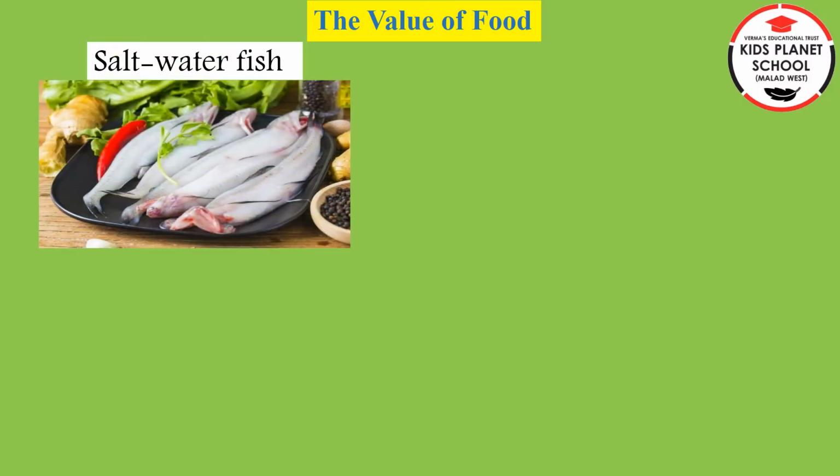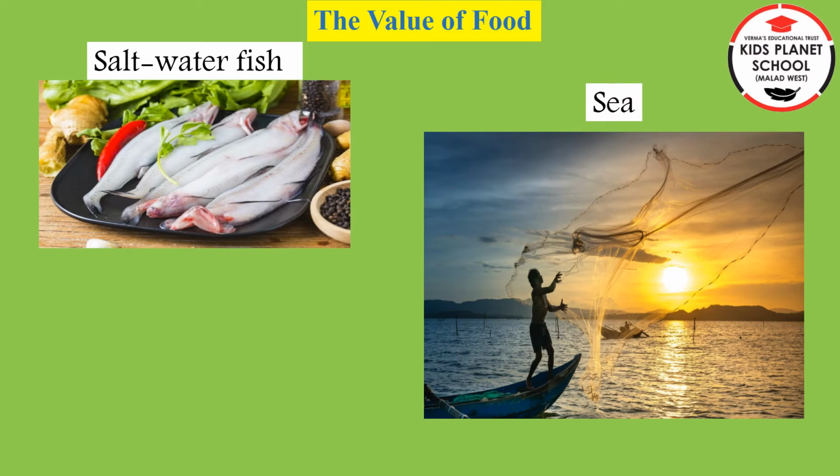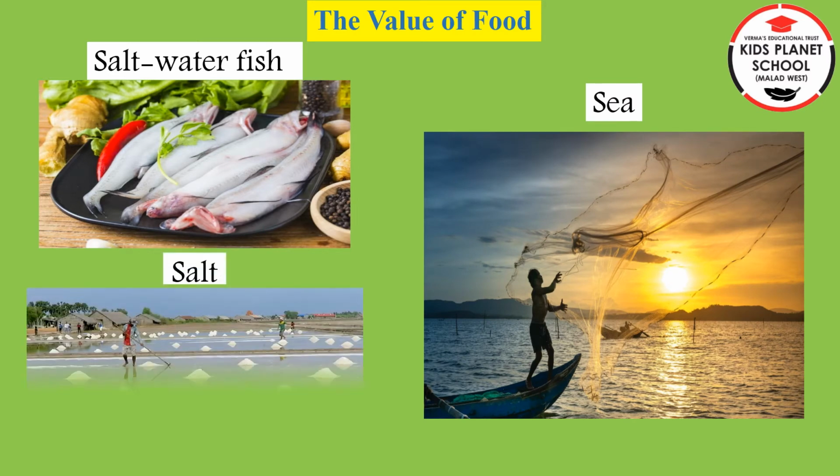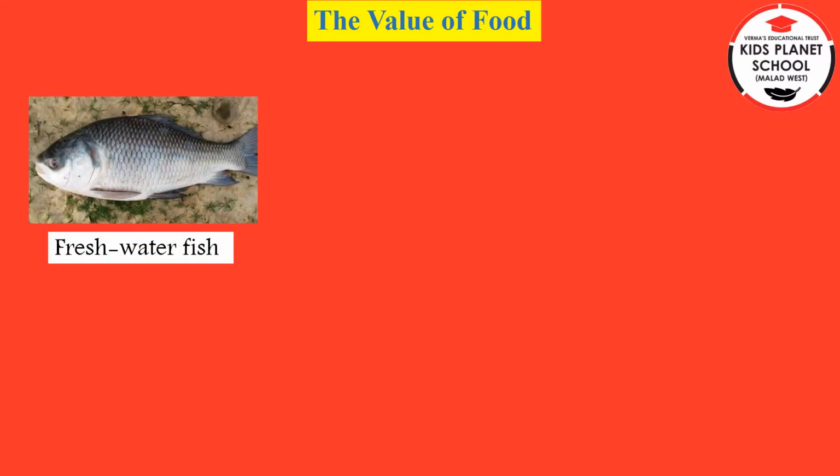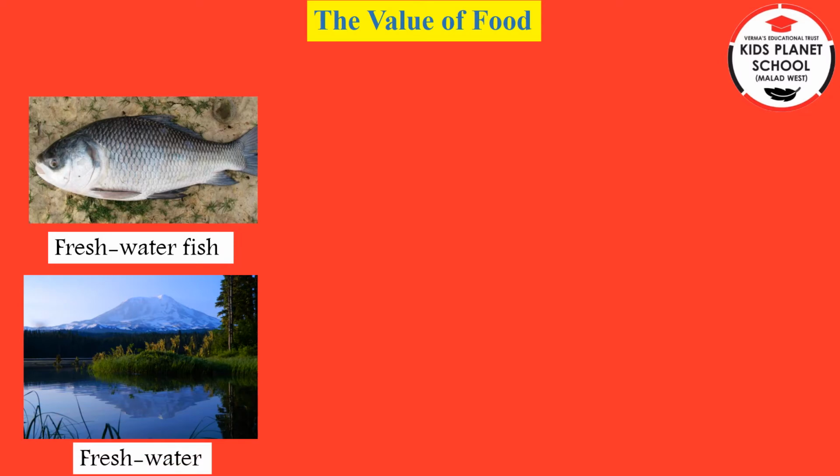We get saltwater fish from the sea. Fishermen work hard to catch them. We also get salt from the sea. When the salty sea water is dried up, what we get is salt. It is then processed in the factories and then sold in the market. We get freshwater fish from the fresh water of lakes and ponds. Fishermen work hard here too.